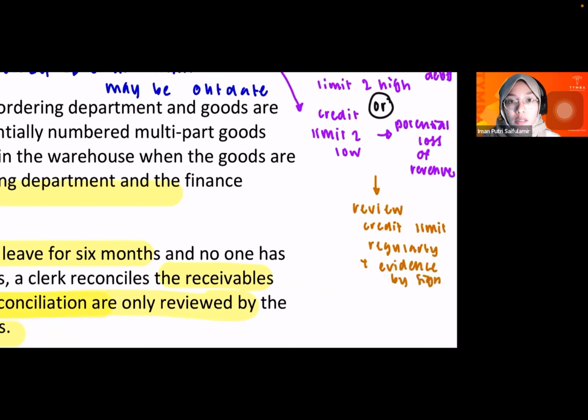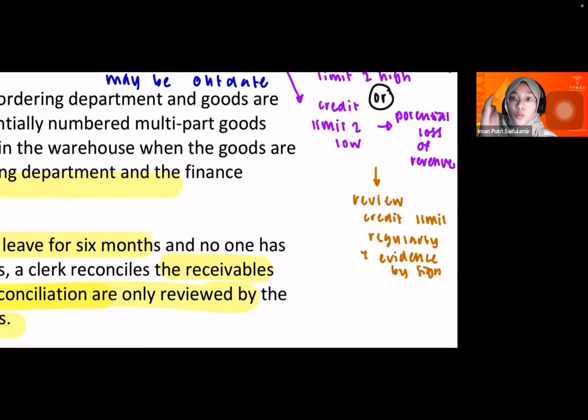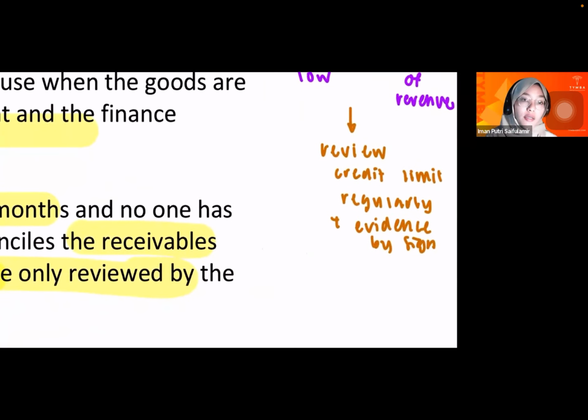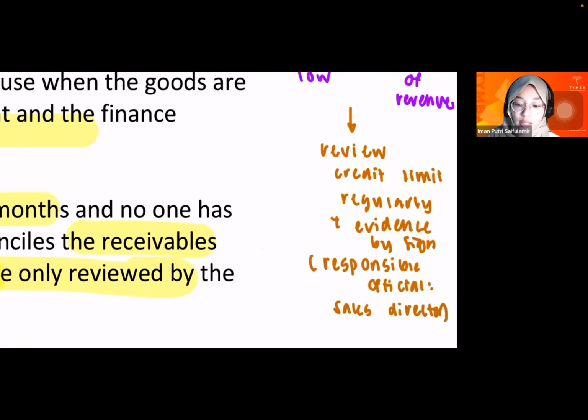Okay, and then again, we have to be very specific, right? We want to talk about what, who, when, and who will review. So right now, who will review this? Okay, let's just put by a responsible official, such as the sales director. Yeah, all right, Alia. Okay, so that's the first point here.